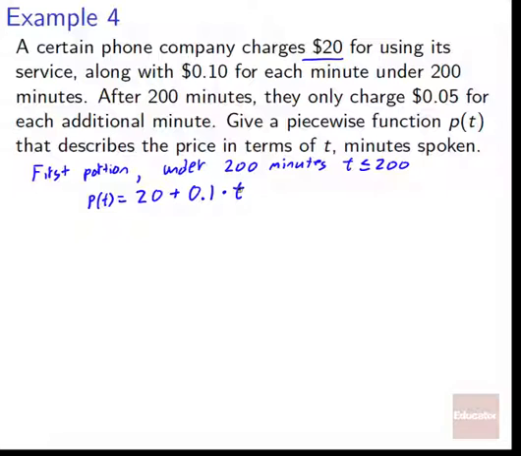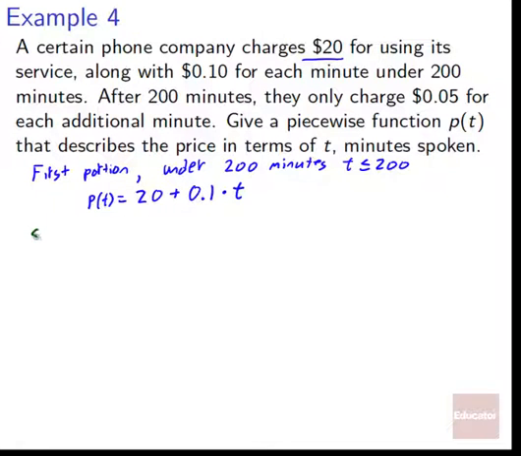Let's do a real quick test. Let's say if we'd talked 100 minutes, then 100 minutes times 10 cents would be $10. So we'd have a $30 total, which if we plug that into our new function that we just made, p of t, p of 100 would be 20 plus 0.1 times 100, which would come out to be 30. Great. So the first part of it checks out.